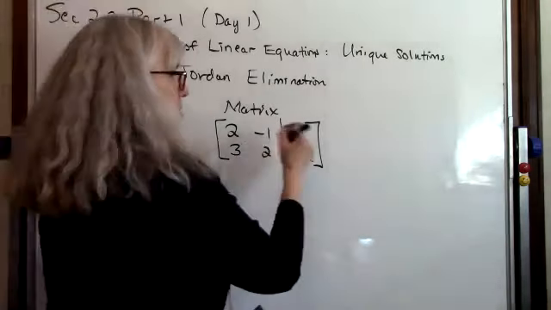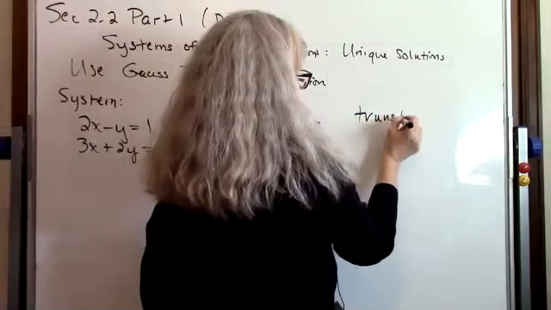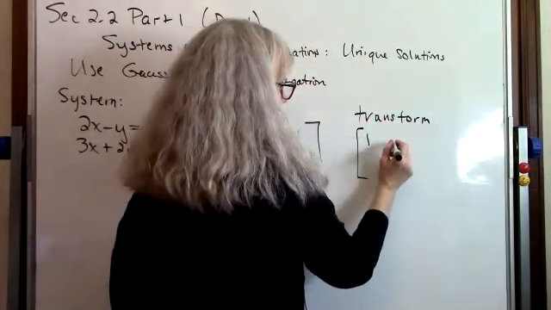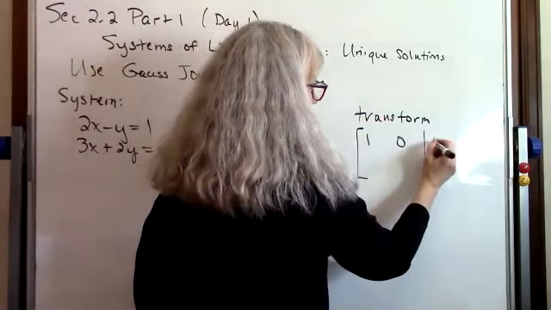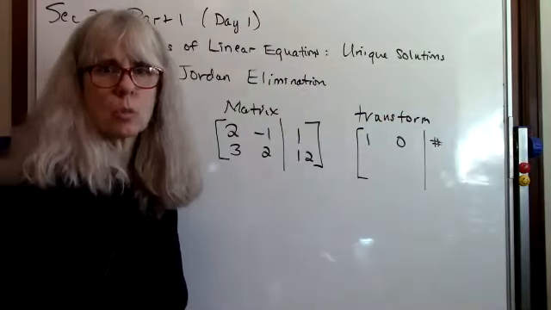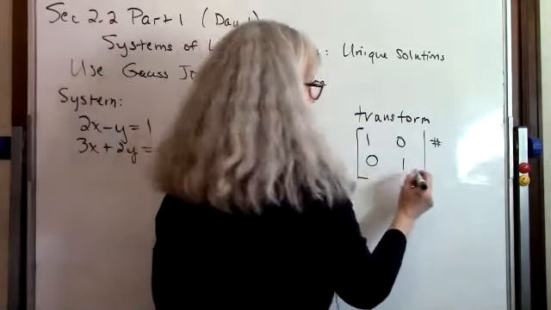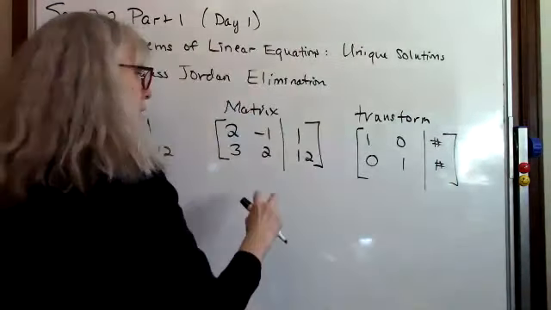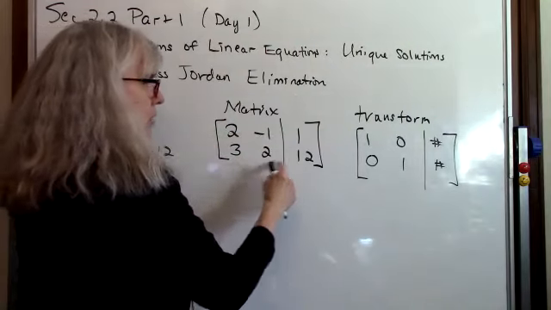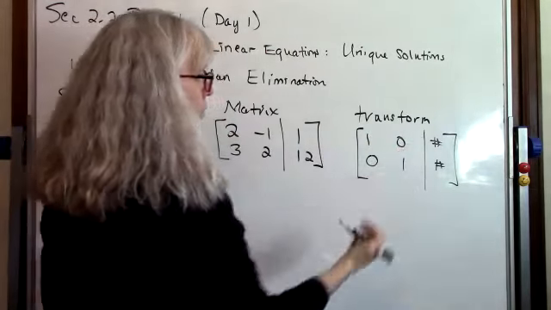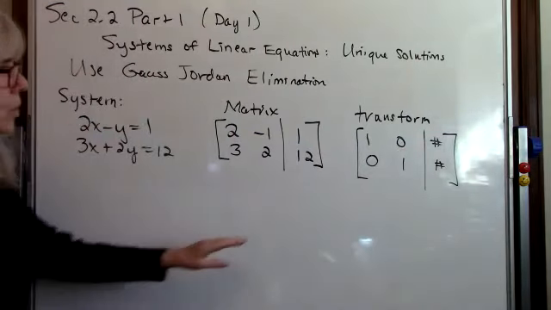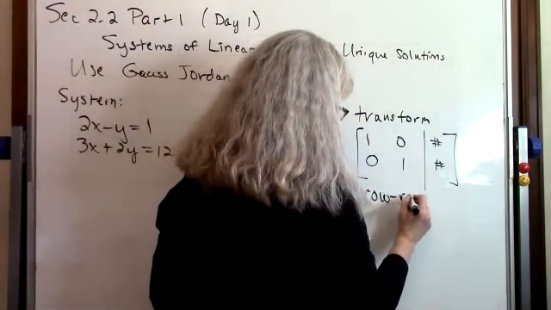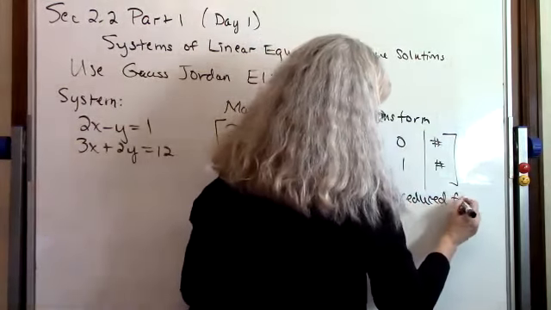Our goal is to transform that matrix into this: a 1, a 0, and then there'll be a number over here. Again, the number is what's going to be our solution when we're all done. And then we're going to have a 0, a 1, and a different number. So we're going to work on taking the 2, the -1, the 3, and the 2 and making them into the 1, the 0, and the 1. This form over here is called the row reduced form.